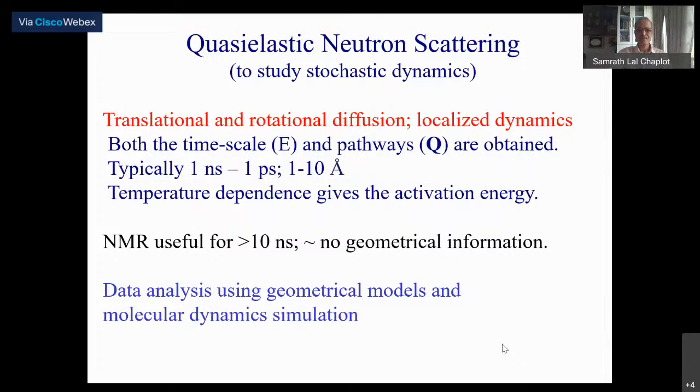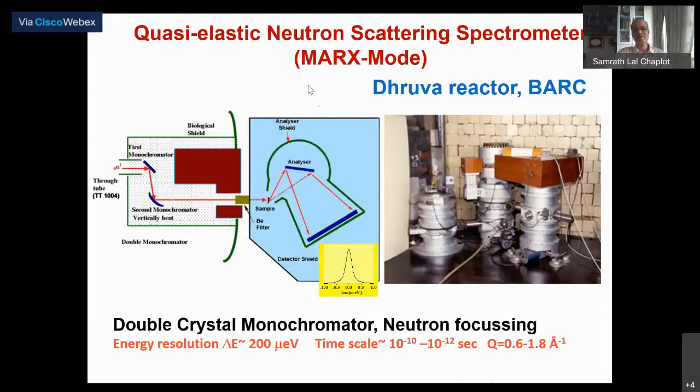Now this is a spectrometer that has been existing at the Dhruva reactor at the Bhabha Atomic Research Center for more than about 20 years. In fact, it was published by Dr. Mukhopadhyay and his colleagues in Nuclear Instruments and Methods in 2001. It's a very novel instrument. It is based on air cushions. You can see these are various arms of the spectrometer, and the air cushions allow you to move the positions by hydraulic means.